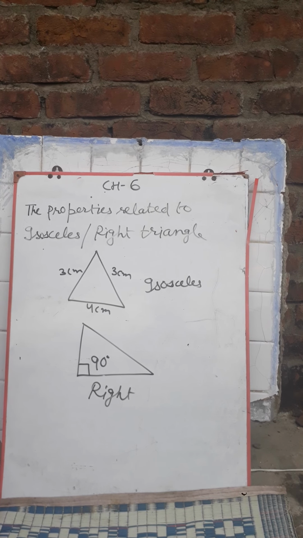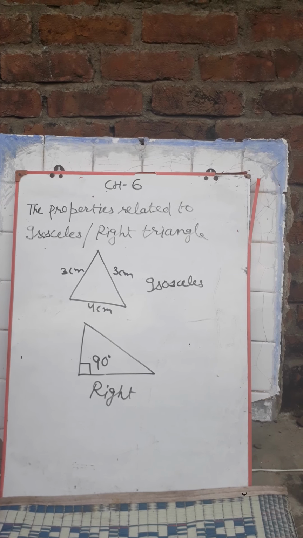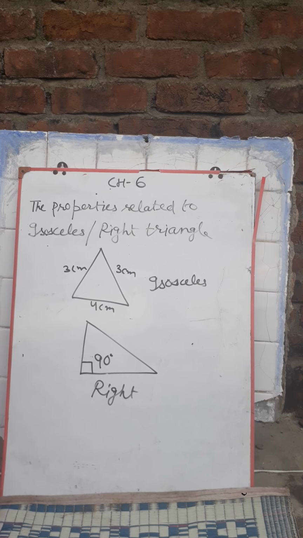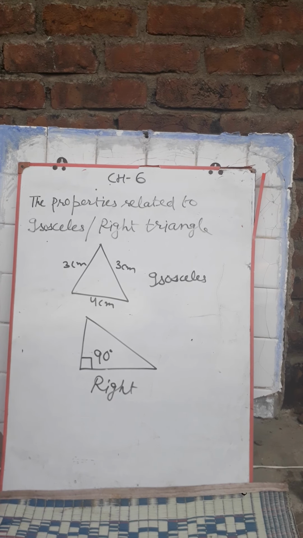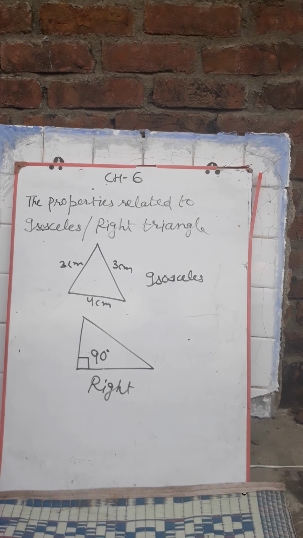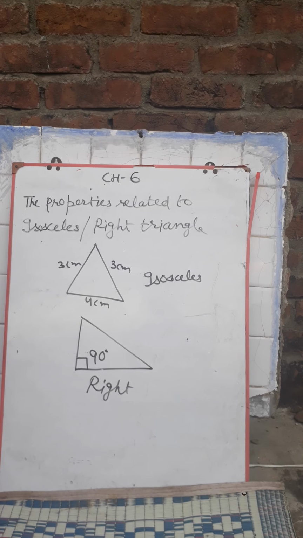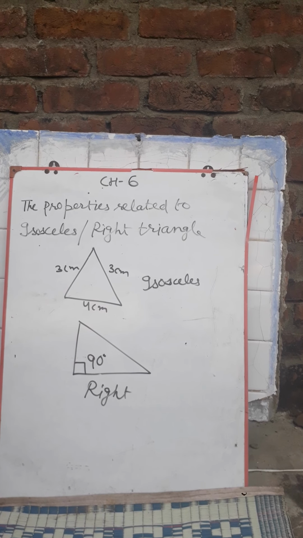Each angle of an isosceles triangle has special name. The two equal angles opposite to equal sides are called base angles. And the third angle is known as the vertex angle. If only one angle of an isosceles triangle is known, the other two angles can be determined.